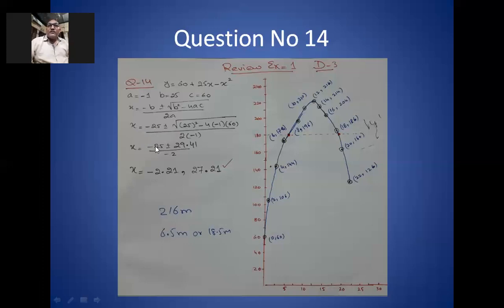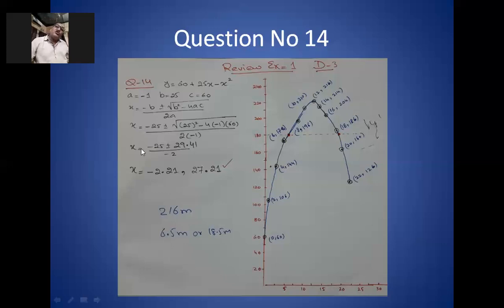So this -25 will remain as it is. This becomes -2. And this thing you will write in your calculator as it is. In your calculator, you will write bracket start 25 bracket close, whole squared, minus 4, bracket start -1 bracket close, bracket start 60 bracket close, equals, under root, answer equals. So you will get 29.41.